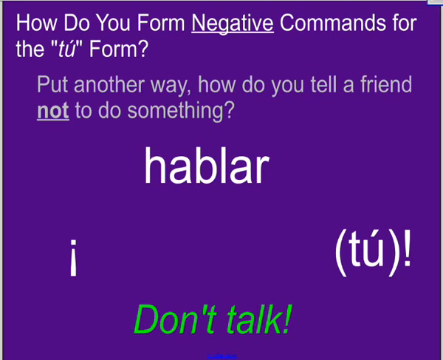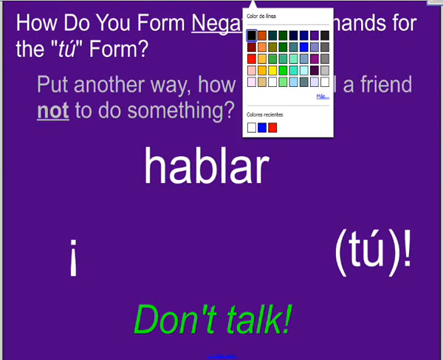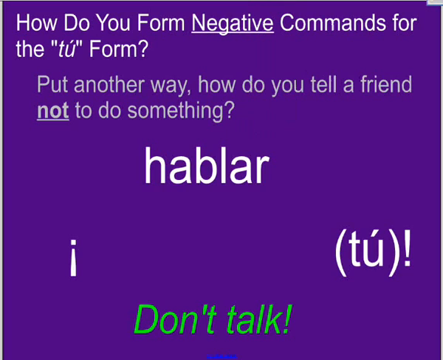Alright, so now let's take a look at how we form the negative commands for the tú form, or put another way, how do you tell a friend not to do something? So we'll figure out how we say to a friend, don't talk. Alright, the first step now with these negative commands is that since it's negative, we have to tell someone not to do it. So the first thing we have is no.